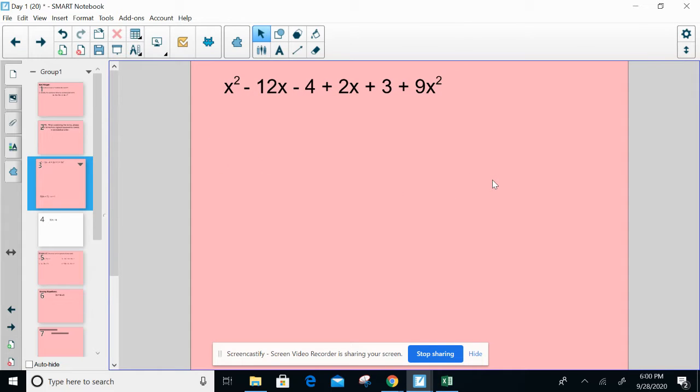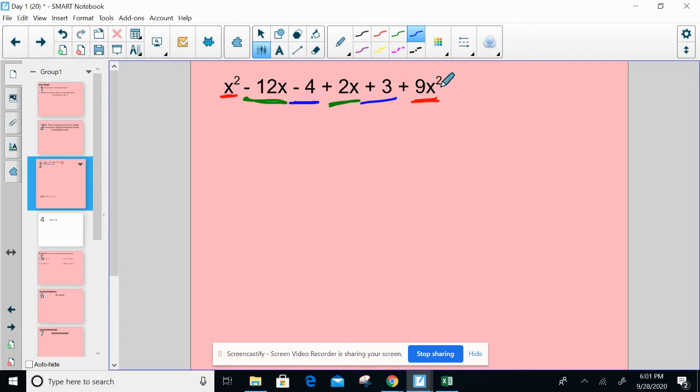The reason I wanted to show you this one was, yesterday we talked a little bit about some people messing this up, not realizing that if you're going to find the like terms here, you're going to have 3 different like terms. So the x squared terms, those are like terms. Negative 12x, it's always the sign out in front, and the positive 2x. And then the negative 4 and the 3. The last 2 you probably knew, but just make sure that the x squared terms are their own like terms.